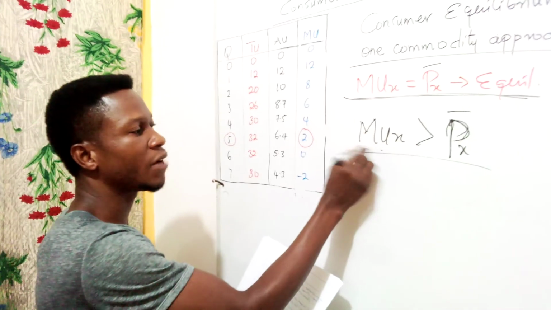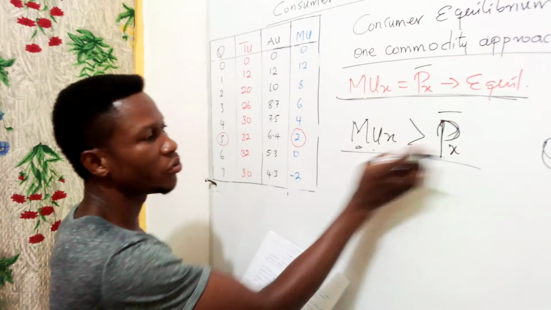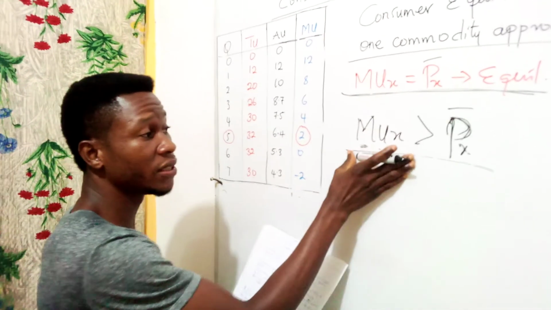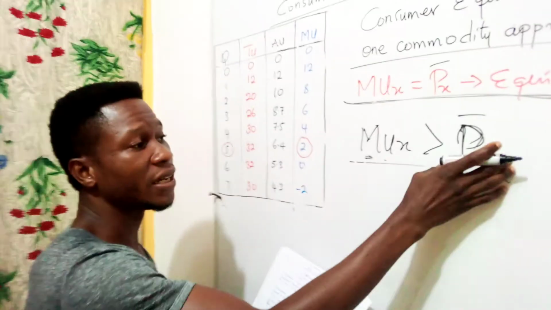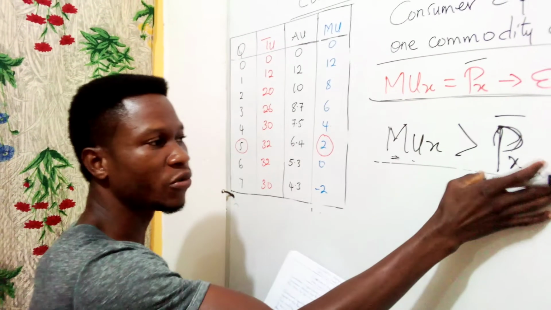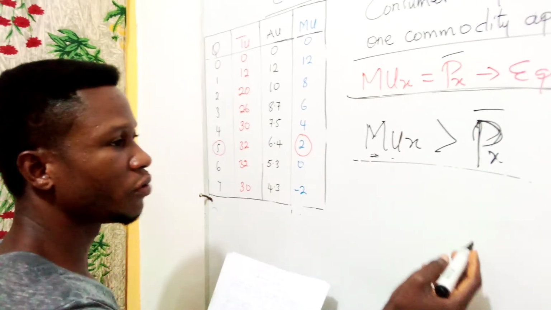No. So there's something we must do to decrease our marginal utility so that it will be equated to the price here. Exactly. Because marginal utility is greater than the P, it means that we need to reduce it so that it will be equated to a lower price. Right? So what do we do now?